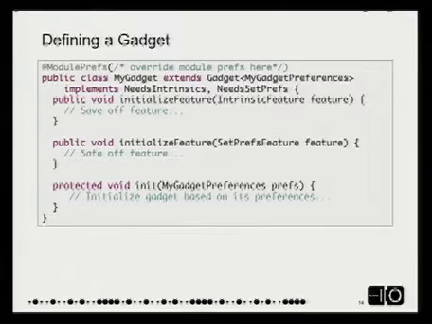So this is the simplest gadget that you could create using the gadget support in GWT. What ends up happening is we play these little different tricks in order to have a GWT module start up, call initialize feature for every feature that you want, and then call init with your gadget preferences. Does anybody have any questions on that? Does that make sense? Pretty simple? Okay.